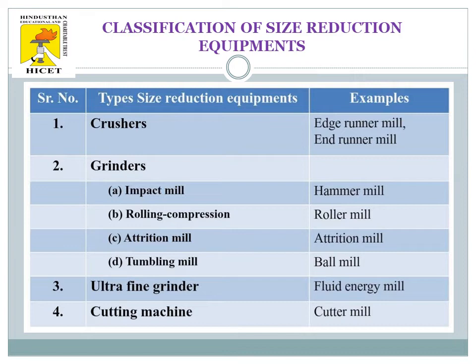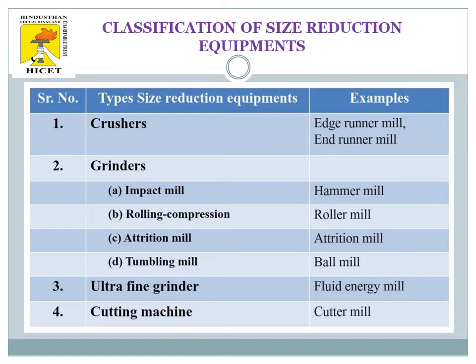The second size reduction equipment is the grinder. This equipment is used to reduce intermediate particles. In that, we have four different types of equipment: impact mill, rolling compression mill, attrition mill, and tumbling mill. The third size reduction equipment is the ultrafine grinder, which is used to reduce the intermediate particles into very fine particles by the principle of attrition. The equipment used for this type of grinder is the fluid energy mill.